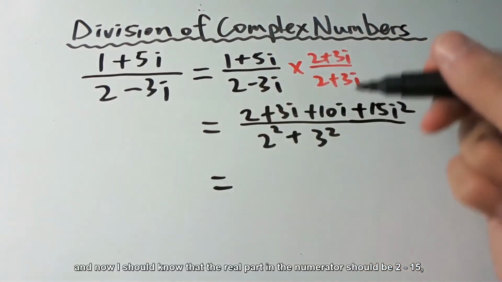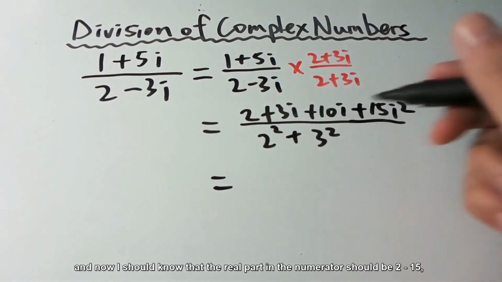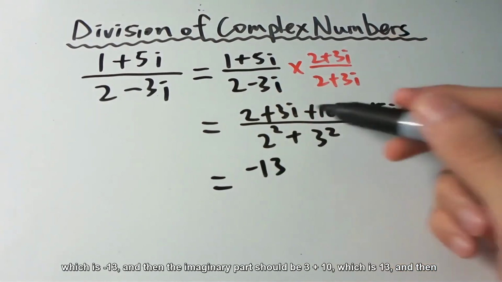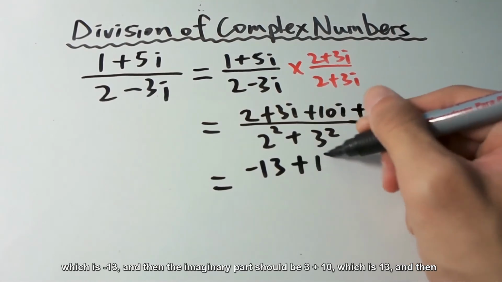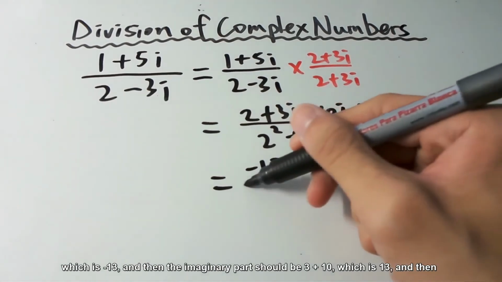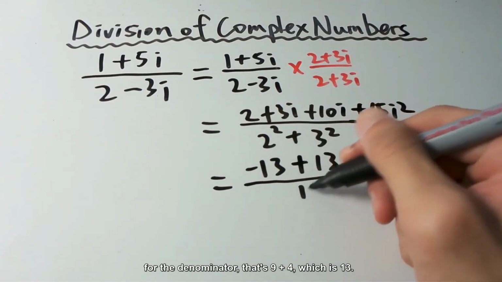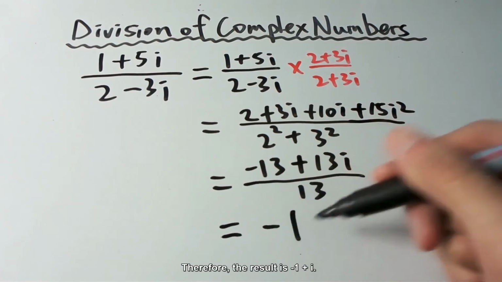And now I should know that the real part in the numerator should be 2 minus 15, which is minus 13, and then the imaginary part should be 3 plus 10, which is 13. And then for the denominator, that's 9 plus 4, which is 13. Therefore, the result is minus 1 plus i.